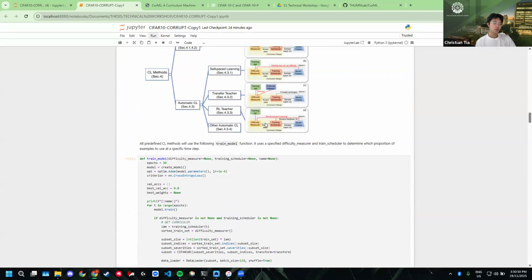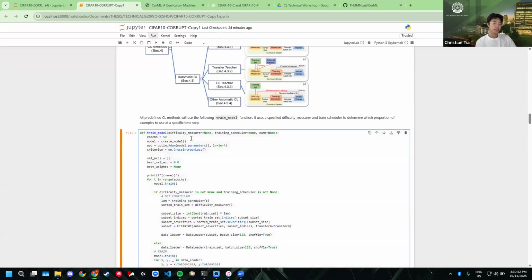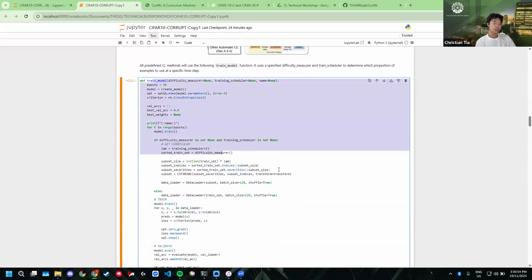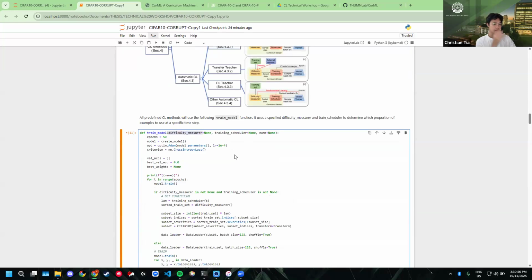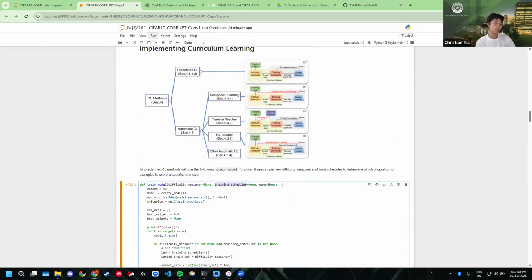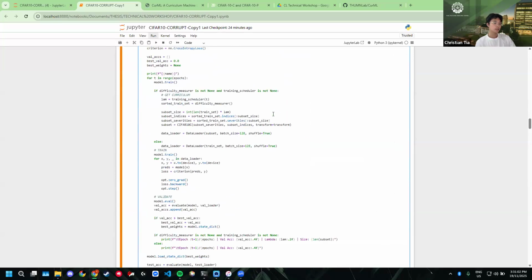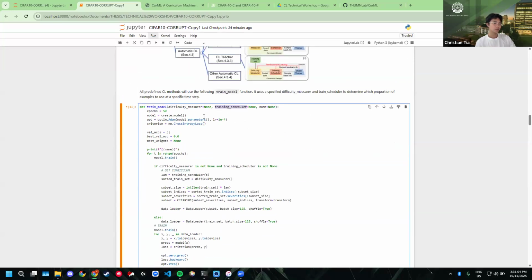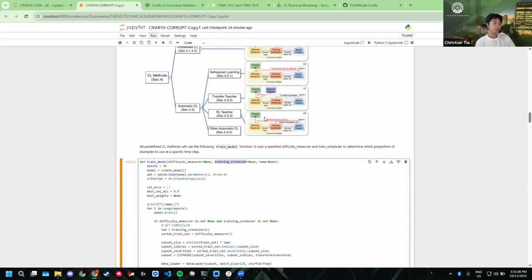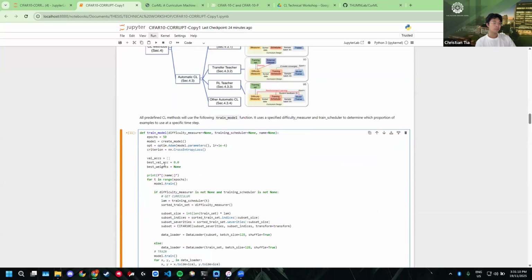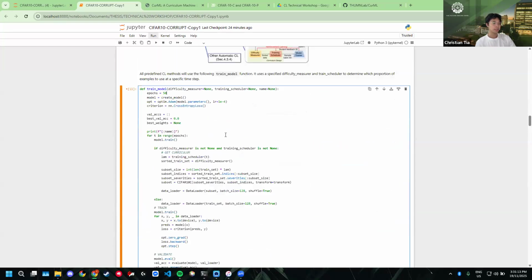And so I defined here a generic train model function that can take in any difficulty measure function and training scheduler function, so that it's cleaner that way. We don't have to keep defining different loops just for different configurations. But this is just for the predefined curriculum learning.